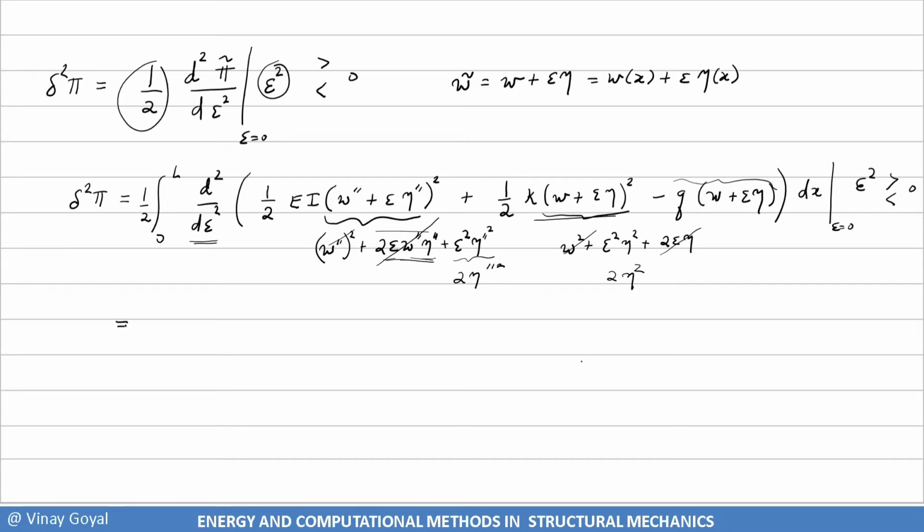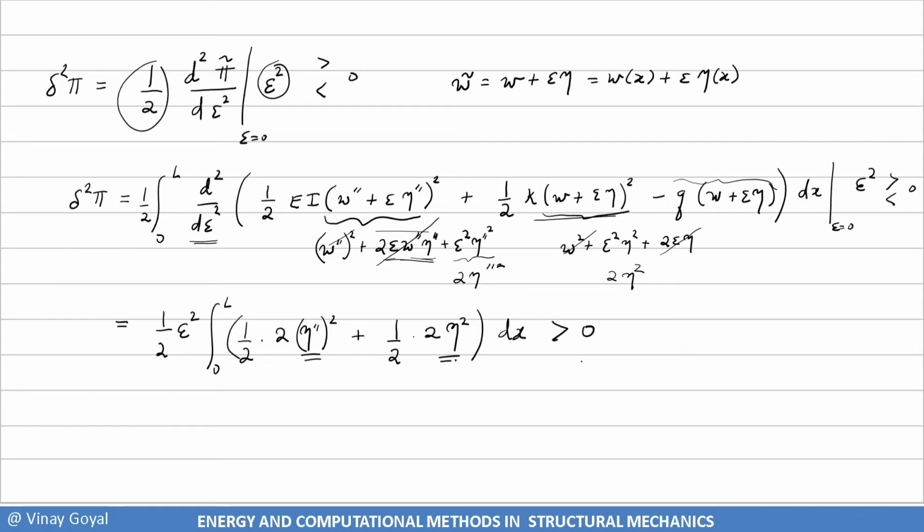So really, at the end, what I get is 1/2 epsilon squared, integral from 0 to L. And then I have 1/2 times twice eta double prime squared plus 1/2 times twice eta squared. And obviously this is greater than 0 because this is squared.